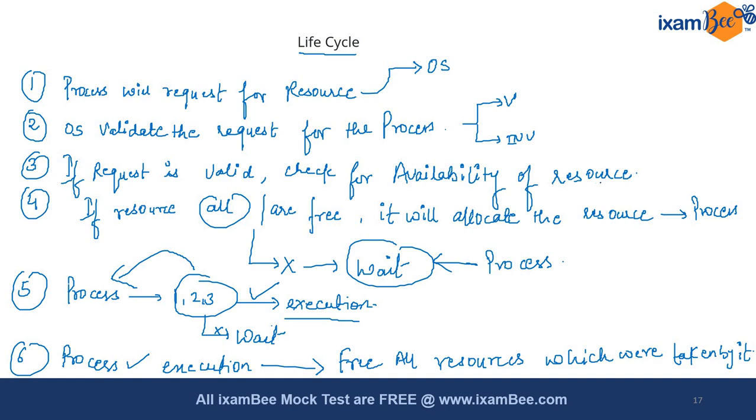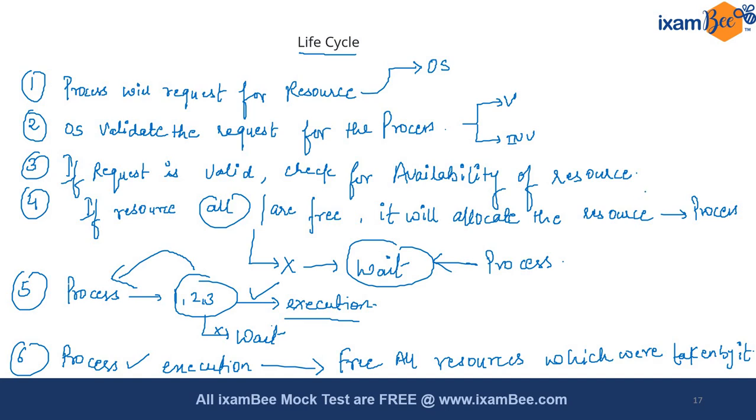Then if the process requires n number of resources, and all those resources are available, then the process will go for execution. Otherwise, it will keep on waiting. Now when the process execution is done, all the resources which were occupied by the process are freed. So this is the manner in which the process and the resources are related to each other, defining the life cycle.